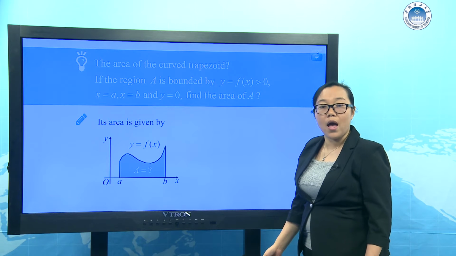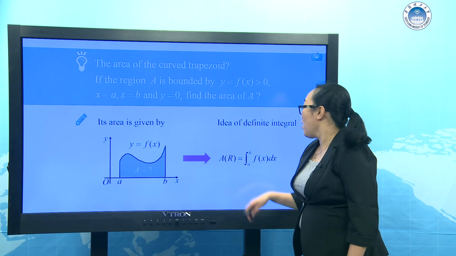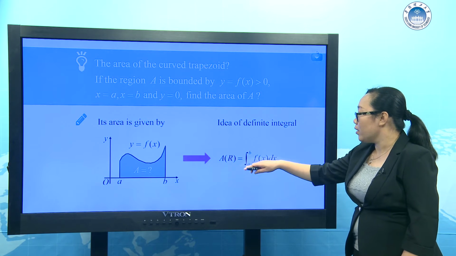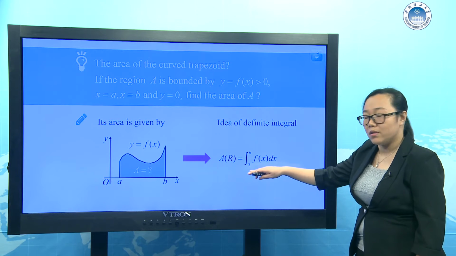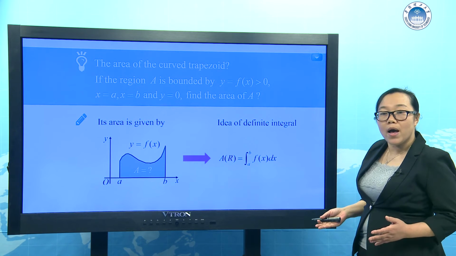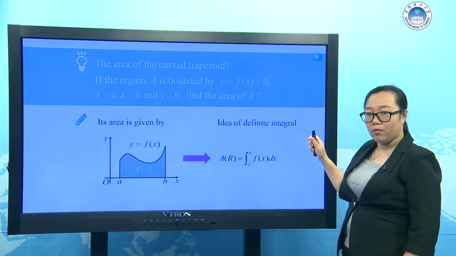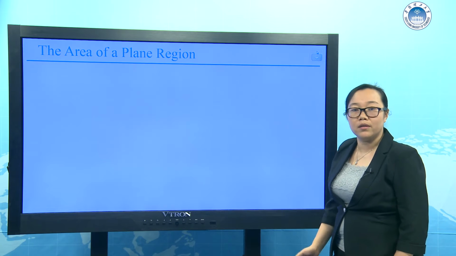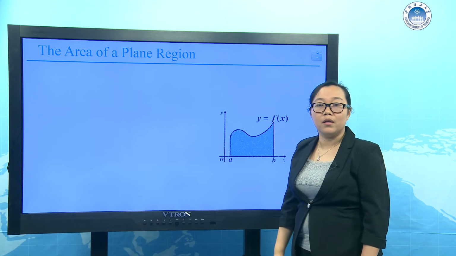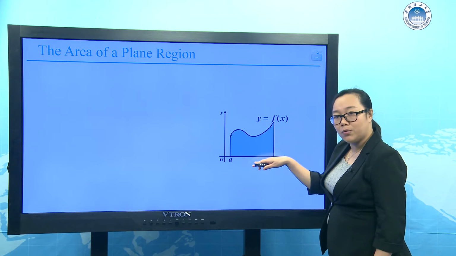How to find the area of the region? The area of the region equals the definite integral from a to b of f(x) dx. Our idea is to use the definite integral. How to understand the idea? The idea means: look at the figure. Try to find the area of the region.